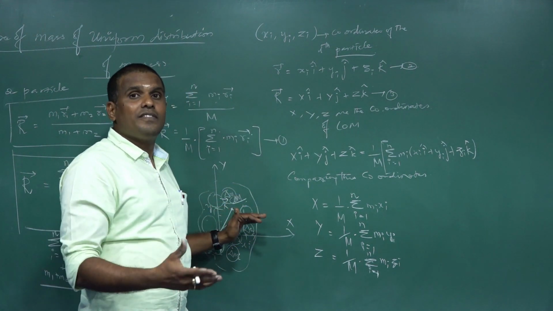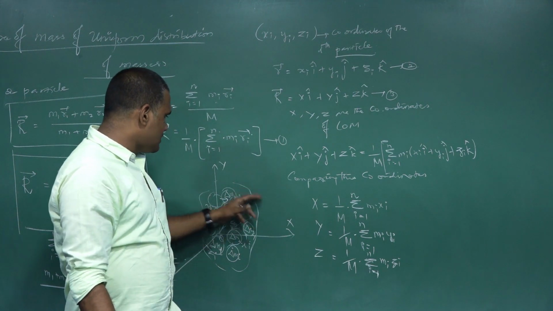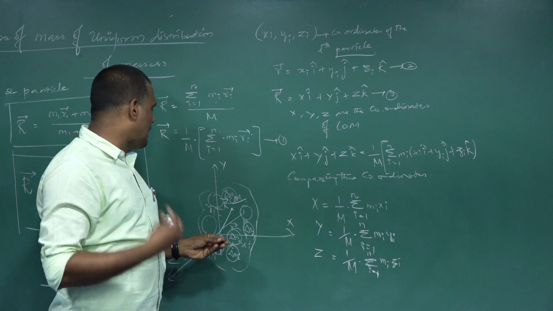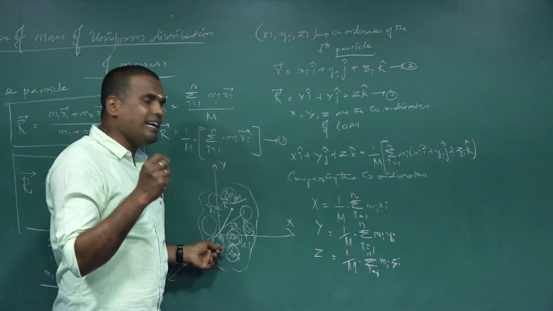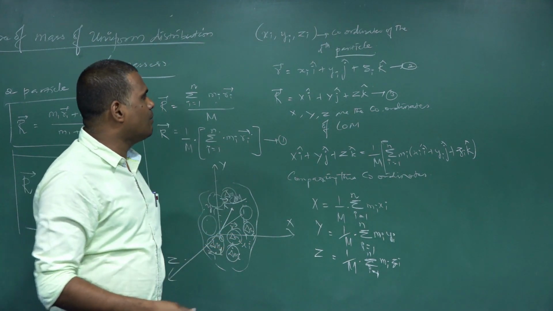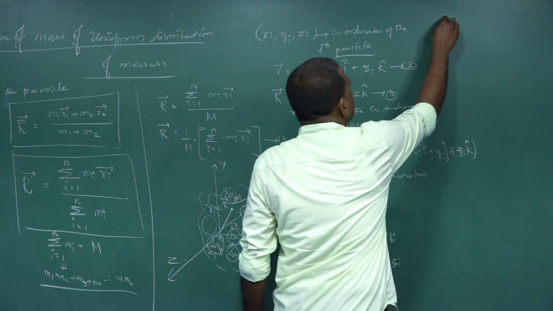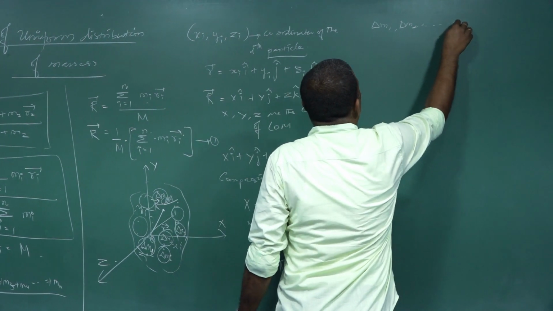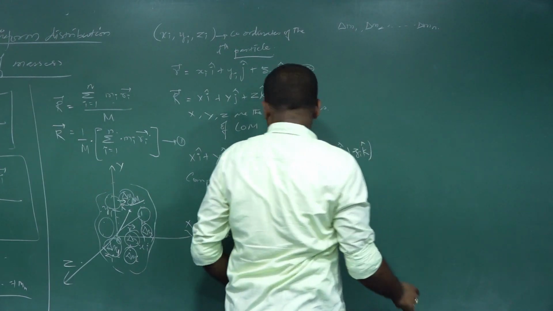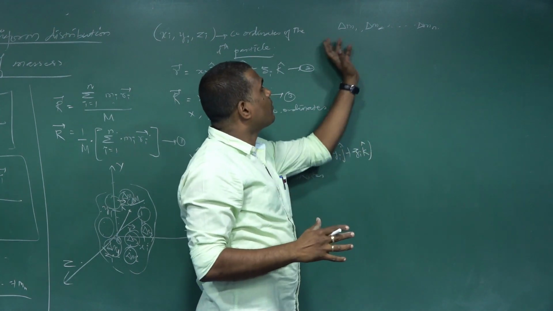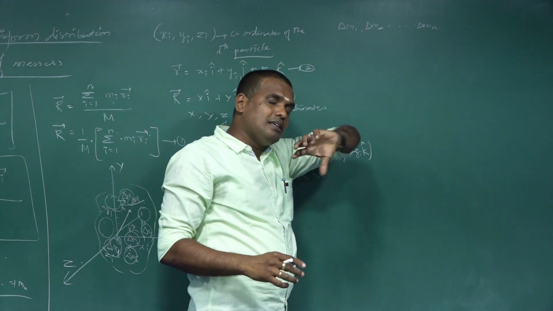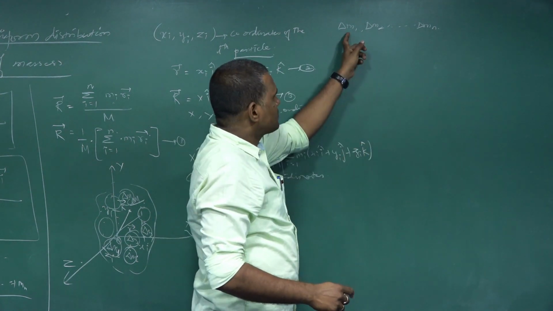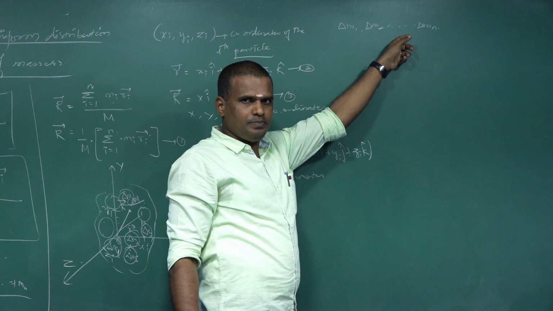Here comes the essence of the integration. I am dividing the entire system into so many small elements, each of mass delta m. I am dividing these elements into delta m1, delta m2, up to delta mn. So I have divided the entire system into so many small elements. Elements are different from particles. So these are all elemental masses.